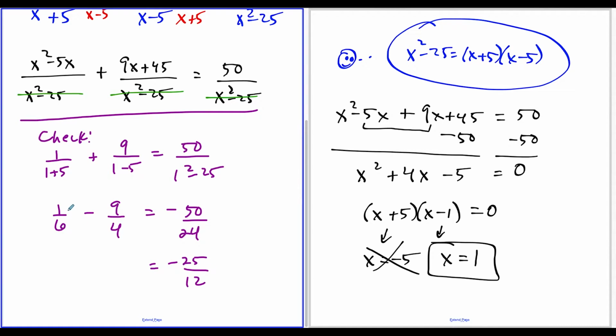And then for this side here, if I want to make both of them have a denominator of 12, I'm just going to double this one, top and bottom. I'm going to have 2 over 12 minus, and if we multiply the top and bottom here by 3, we have minus 27 over 12. And you can see here, 2 minus 27 is going to give us the negative 25 over 12. So our solution checks out.